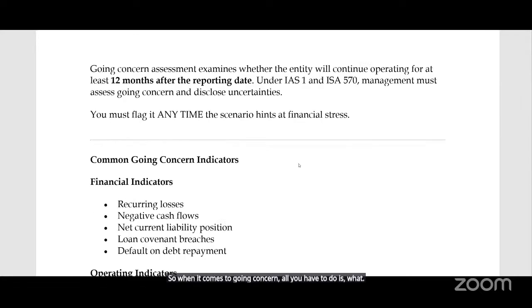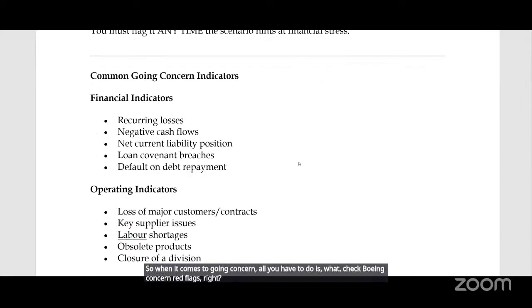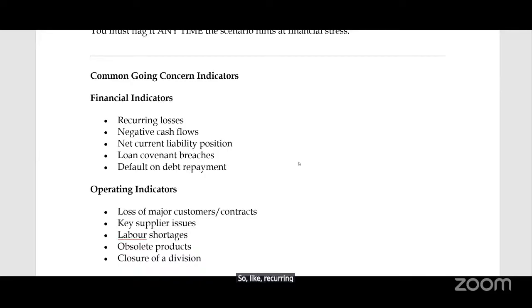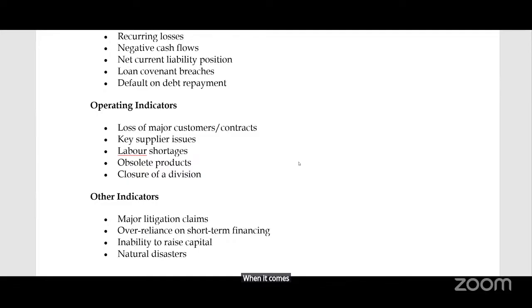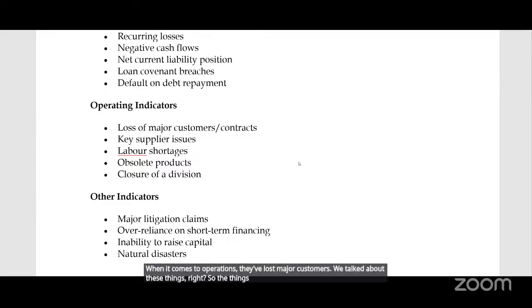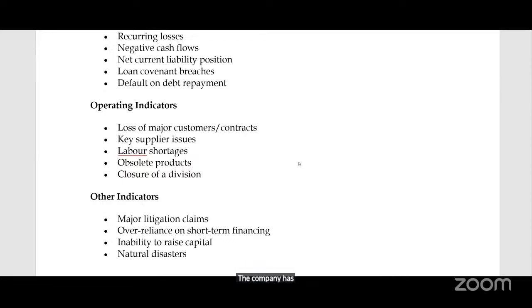So when it comes to going concern, all you have to do is what? Check going concern red flags, right? So like recurring losses, negative cash flows, net current liabilities, debt covenants that they are breaching. Are you getting default on repayment? When it comes to operations, they've lost major customers. We talked about these things, right? So the things that are happening in the business environment that can collapse the business. The company has a major court case that can lead to a closure of the company's division, or they rely too much on short-term financing.